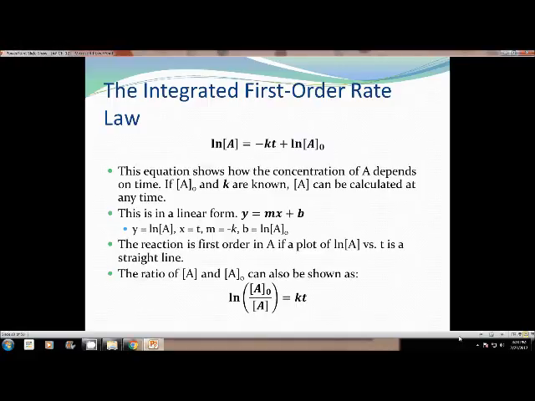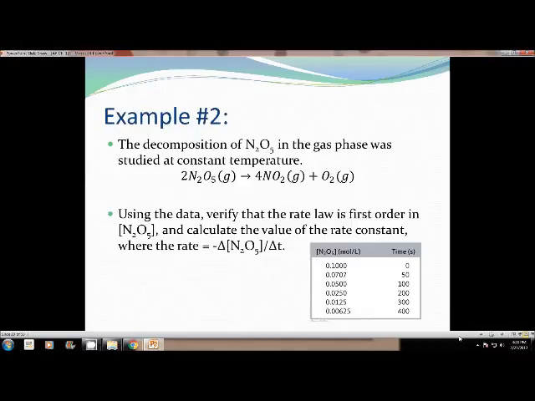So if we were to plot this, and we take the natural log of the concentration of A versus time and it is a straight line, that would prove that it is in fact first order. Okay? The ratio of the two concentrations can also be shown in that bottom equation. So we are going to use Google Sheets to graph data to see what order it is. For example 2, we're going to verify that it's first order by graphing and then calculating the rate constant value, because when we know it's linear, then we can figure out the change in y over the change in x to find the slope.